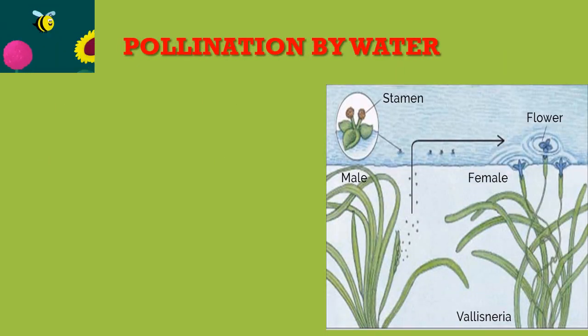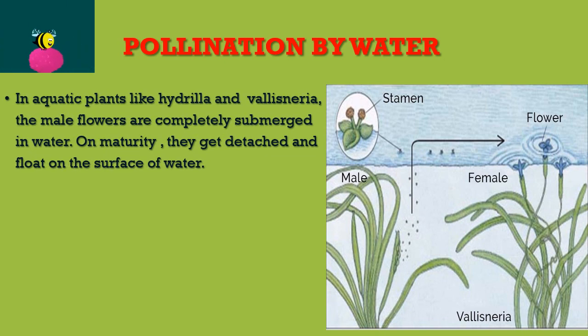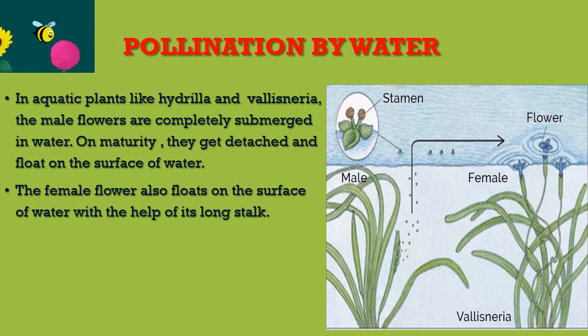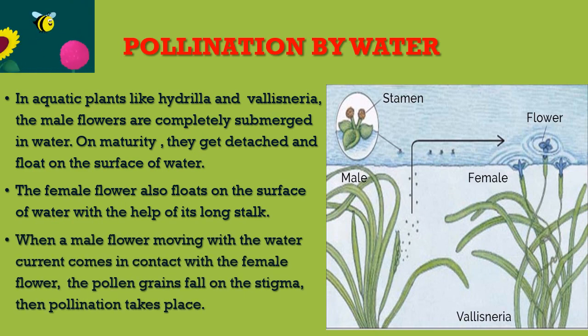Pollination by water. In aquatic plants like Hydrilla and Vallisneria, the male flowers are completely submerged in water. On maturity, they get detached and float on the surface of water. The female flower also floats on the surface of water with the help of its long stalk. When a male flower moving with the water current comes in contact with the female flower, the pollen grains fall on the stigma. Then pollination takes place.